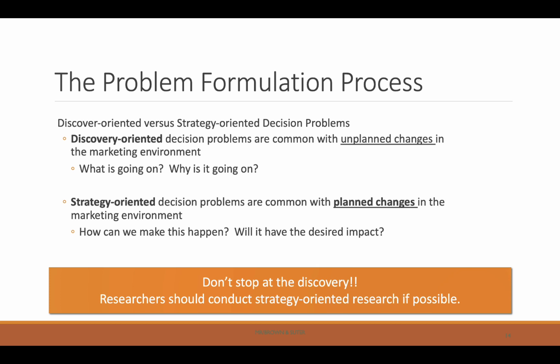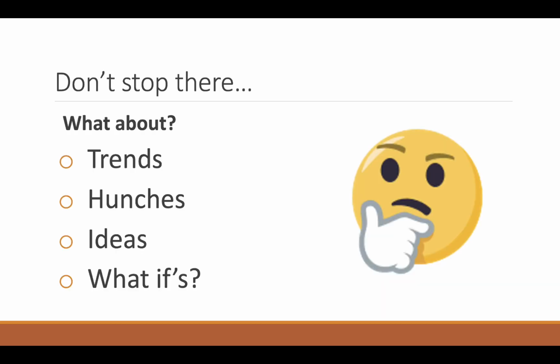So just don't stop at the discovery phase. Try to figure out strategy if possible. So if you figure out through one research study what's going on, then once you find that, take it to the next level and try to research a strategy-oriented problem.